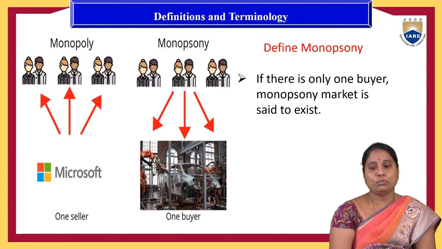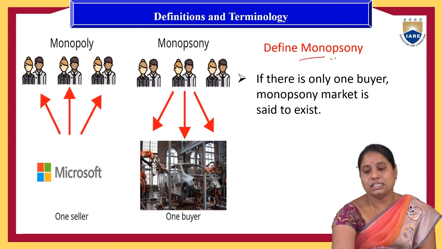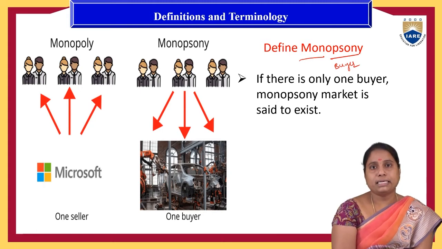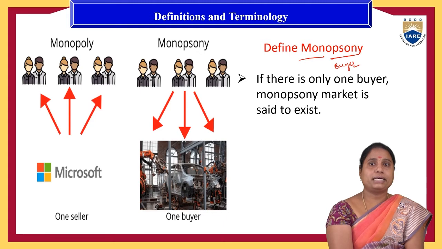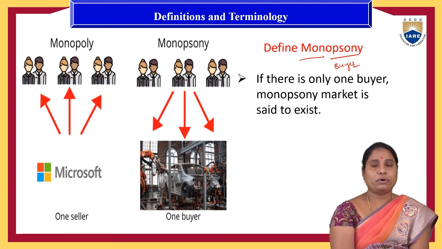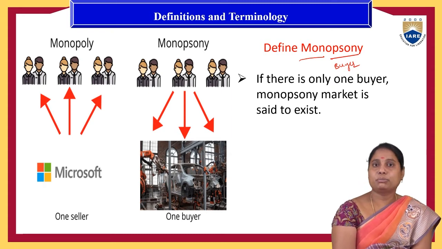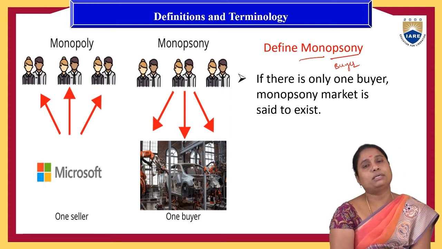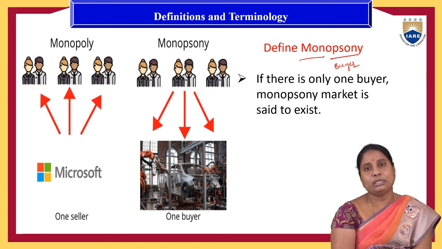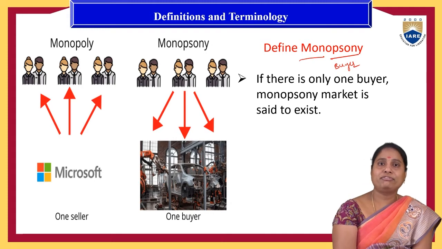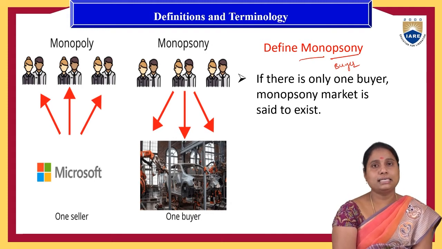And monopsony. Mono means single and opsony means buyer. If there is only one buyer, then that market will be called a monopsony market. Generally, take agricultural products that are produced in one locality by all the farmers, but only one buyer, the government, is going to purchase those products. Then we can say that is a monopsony market for agricultural products. We can't say it for all products, but there are some exceptions too.